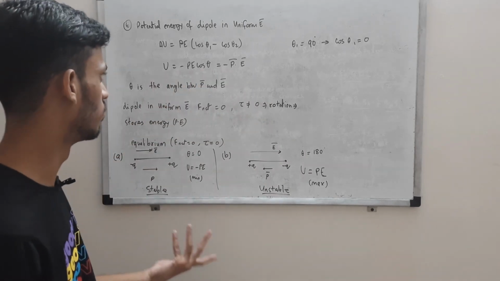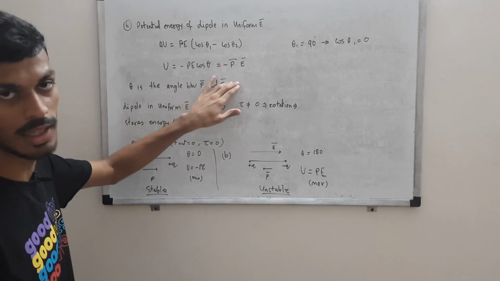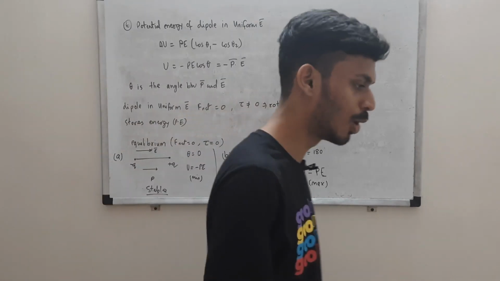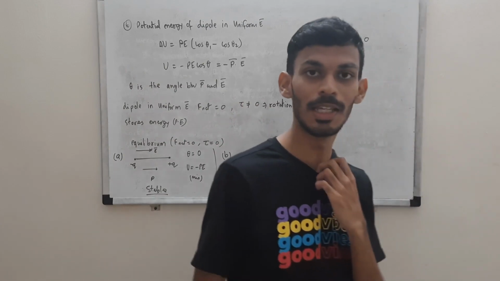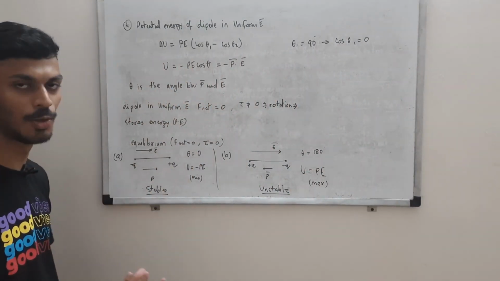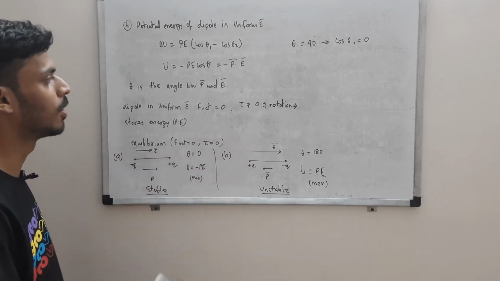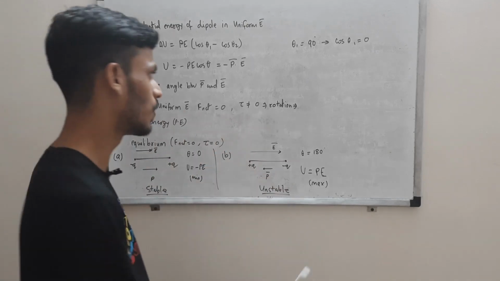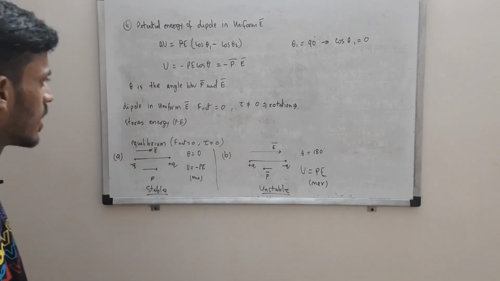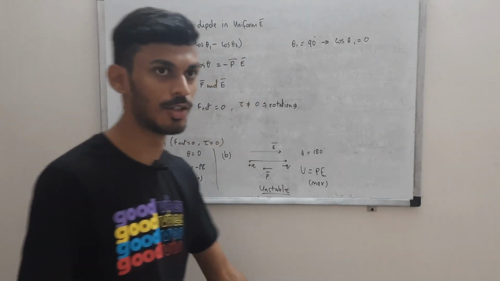And theta, it's obvious to say, is the angle between E and P. What is P? P is your dipole moment, right? And the direction of P, if you have seen the previous class, is from the minus charge, minus q, to plus q. The direction of the dipole moment is always from minus q to plus q. So we are studying this dipole moment in a uniform electric field.